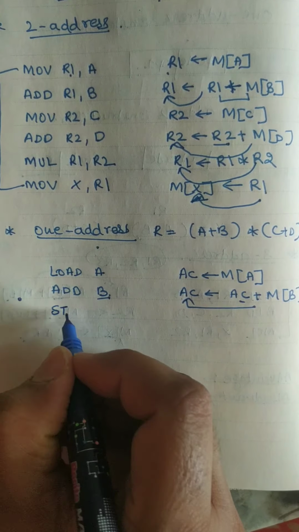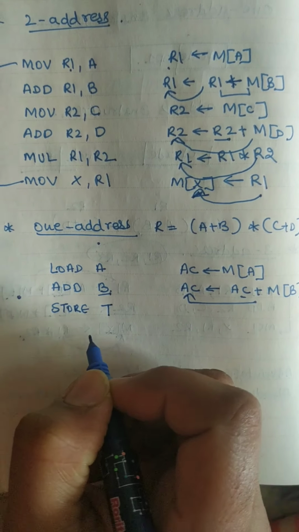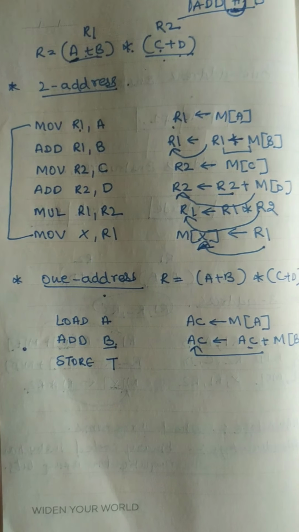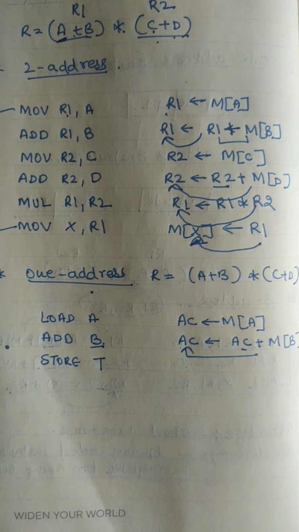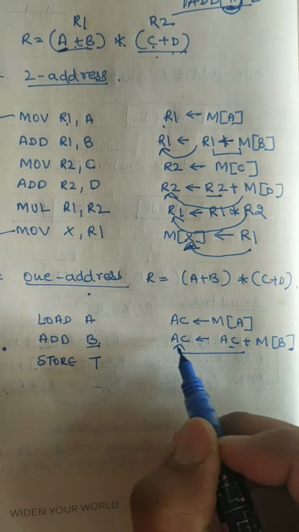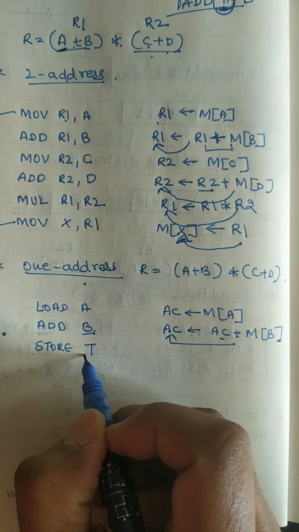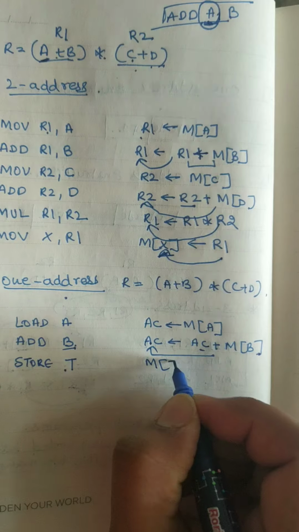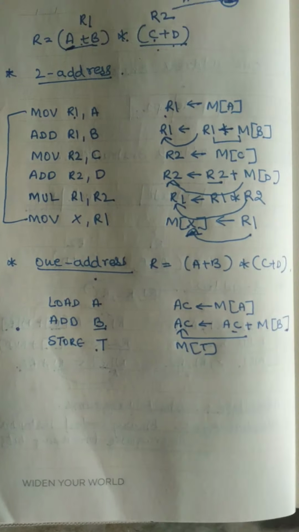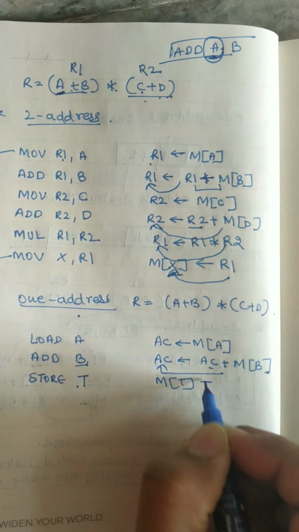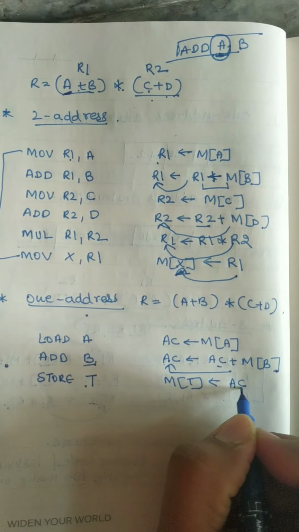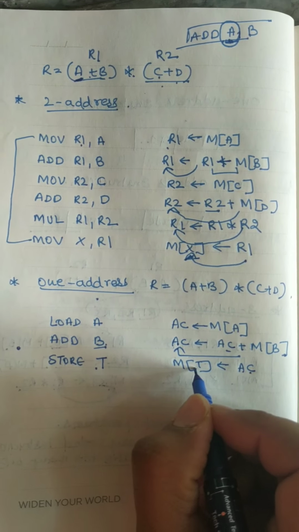Now store T. We need to save this result at some memory location, because we have only one register, the accumulator, and it will be used for further processing. That is why we need to store this result in some memory location. So it will be done as T equals accumulator. The contents of the accumulator will be stored at memory location T.